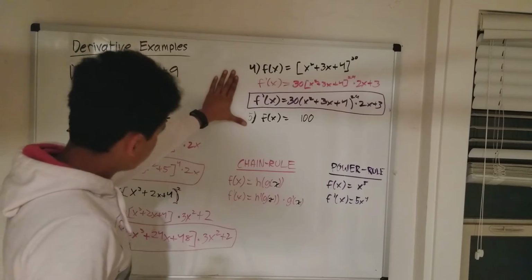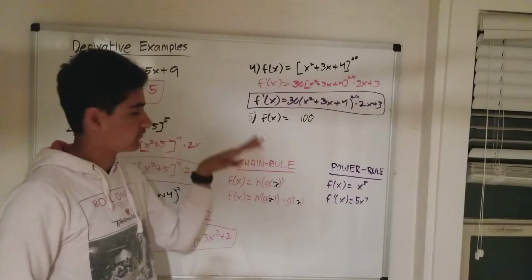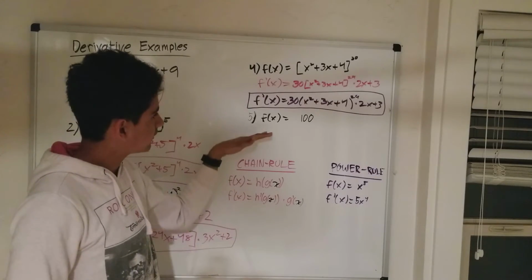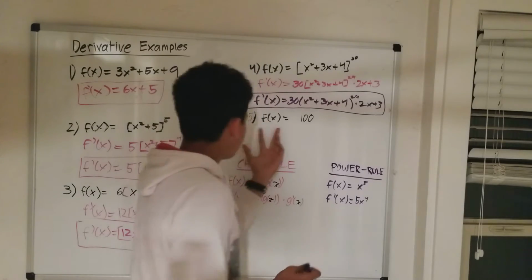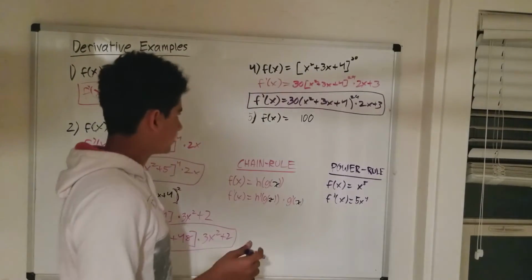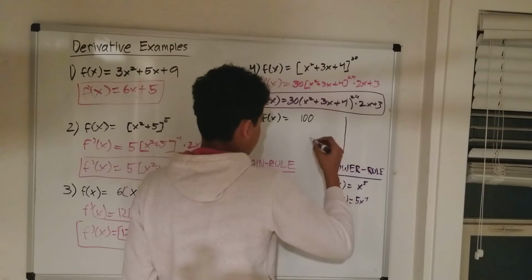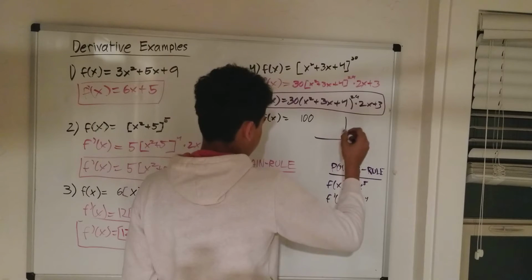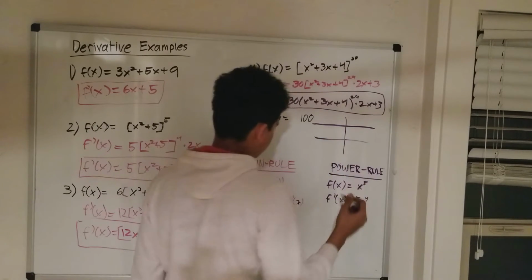Okay? Last one. I had a whole video on finding the derivative of a constant. Now the way you have to think about this over here is f of x is equal to 100, okay? Now we are trying to find the derivative of it. And as I have explained, if this is, let's say, 100, f of x is going to look like that.